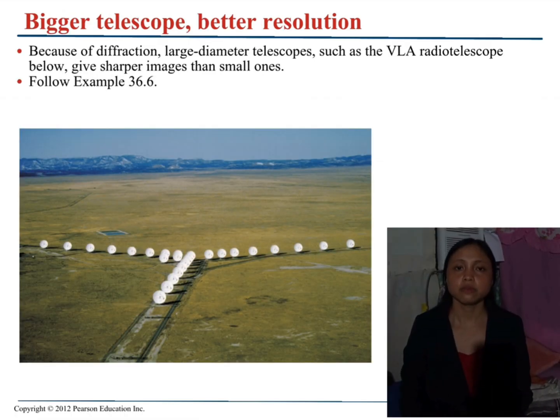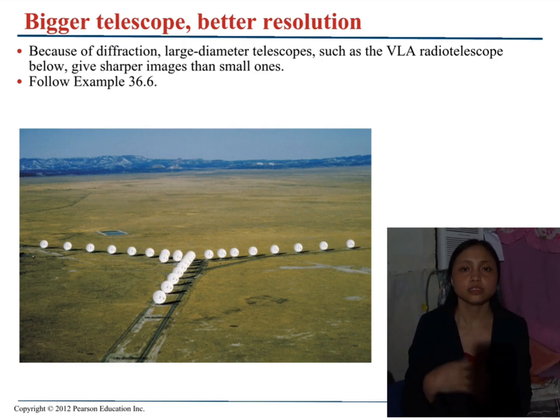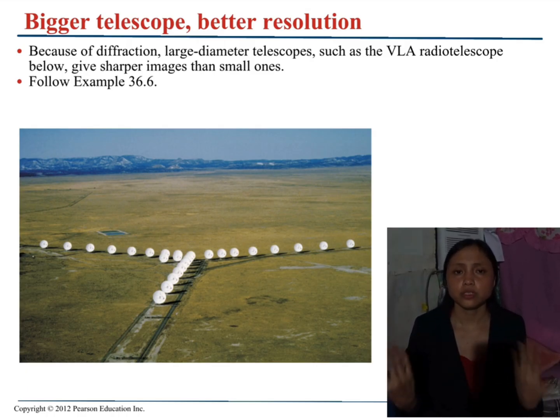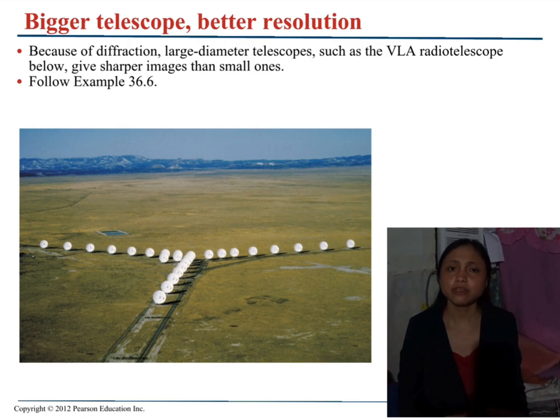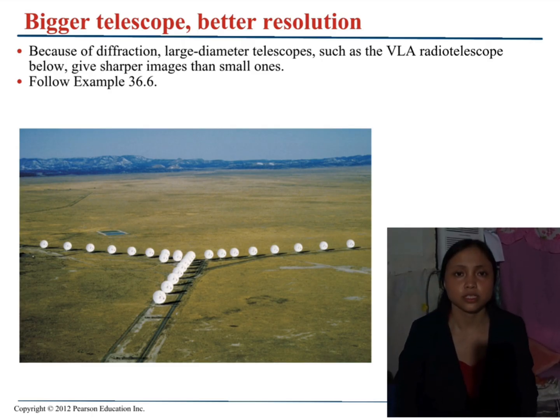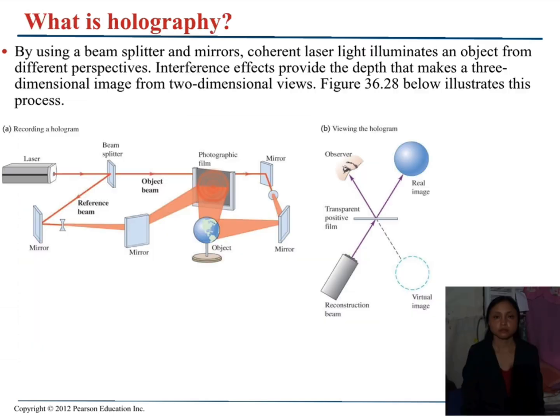Large telescopes have larger apertures. According to diffraction theory, increasing aperture size reduces the size of the Airy disk. As a result, resolution improves. This is why modern observatories build extremely large telescopes. Large radio telescopes such as the Very Large Array can produce remarkably sharp images of distant astronomical objects.